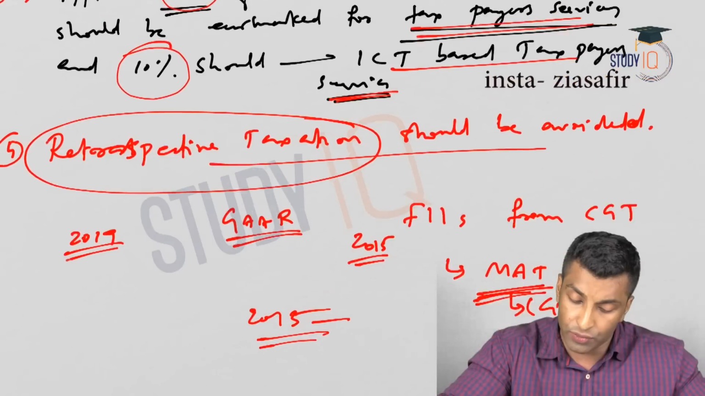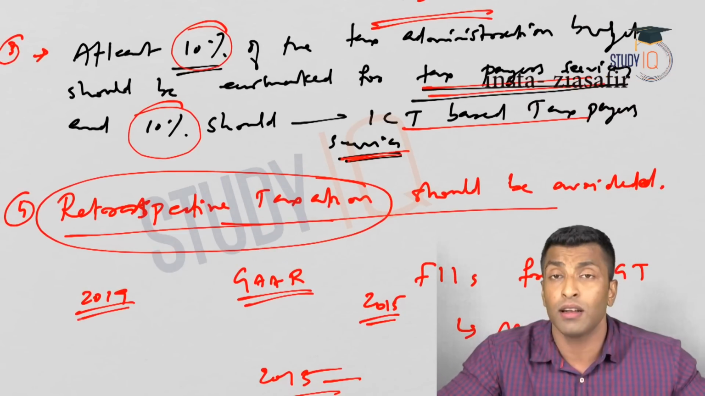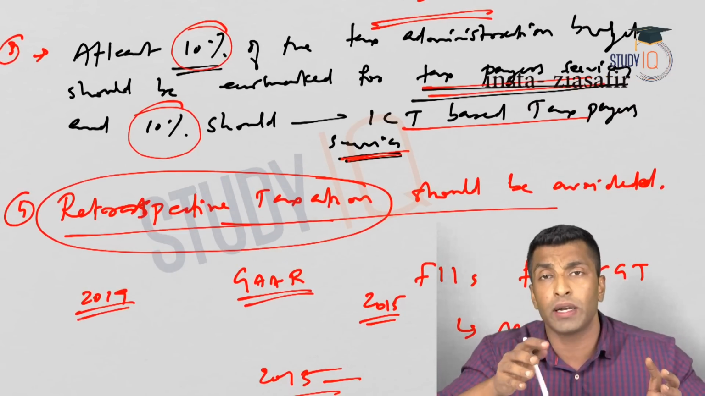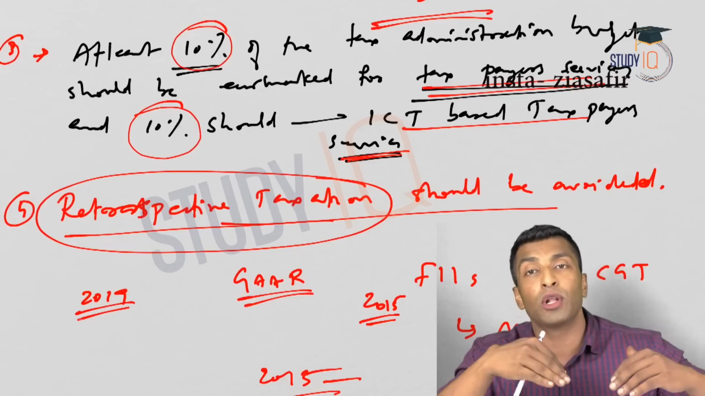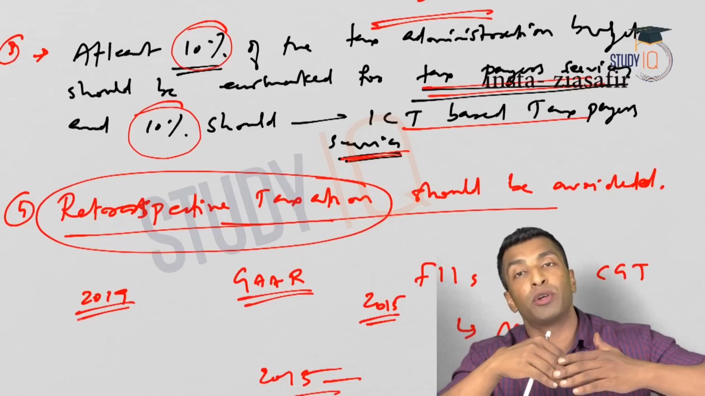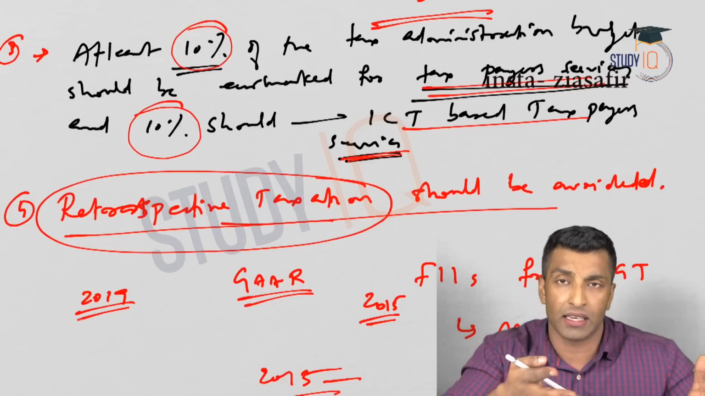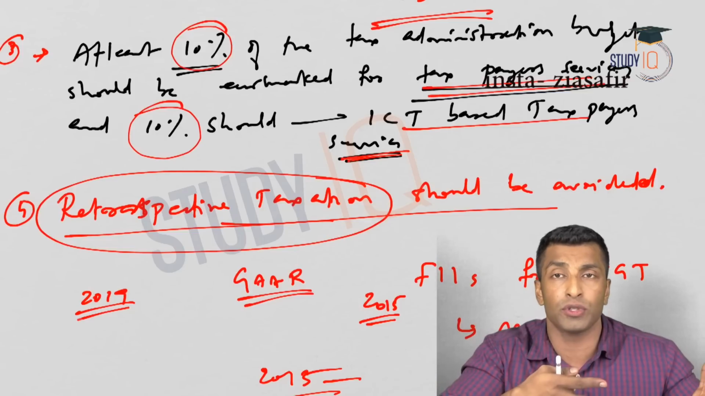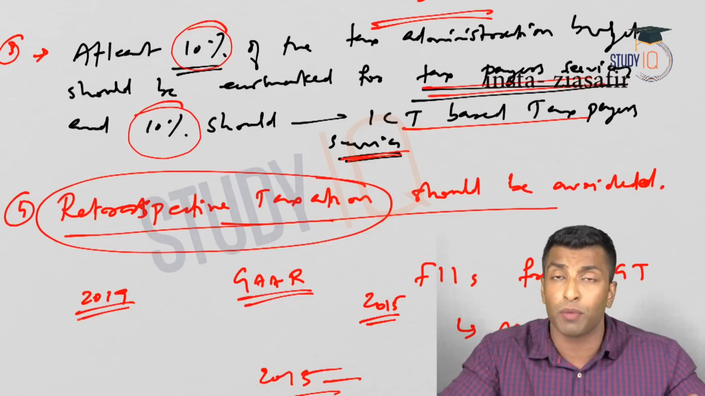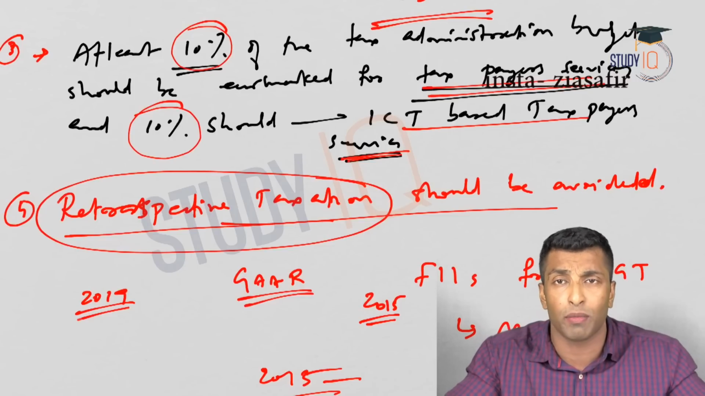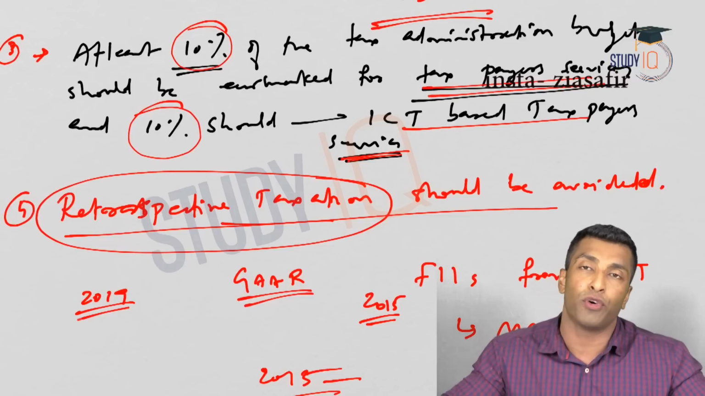So I just want to tell you what is retrospective taxation. Under this, the government can tax you for a proceeding which happened before, even before the law was introduced. So maybe 20 years before, if you have done some transaction, now the law is coming and imposing the tax on that. That is what we call retrospective taxation. And that should not be there. That is a recommendation, common sense, which has to be followed.